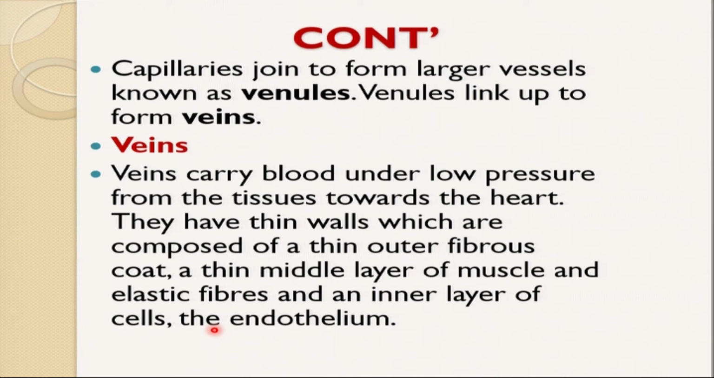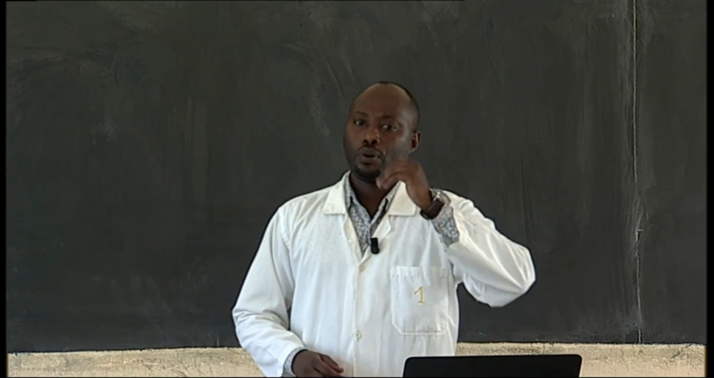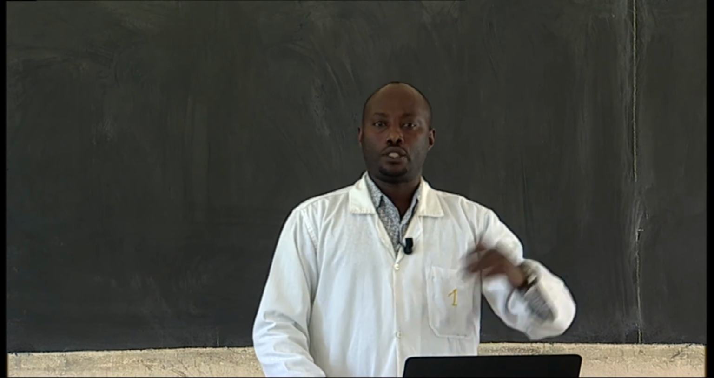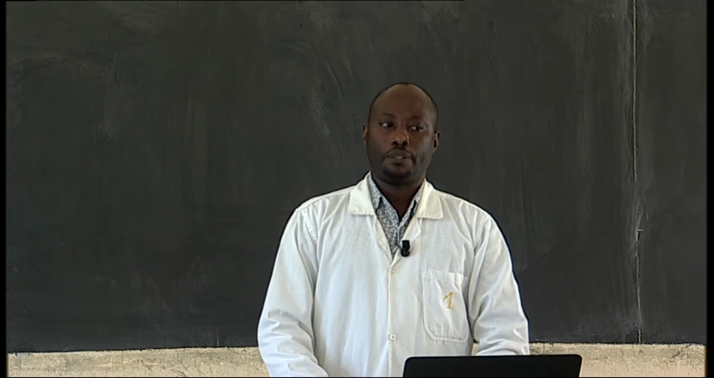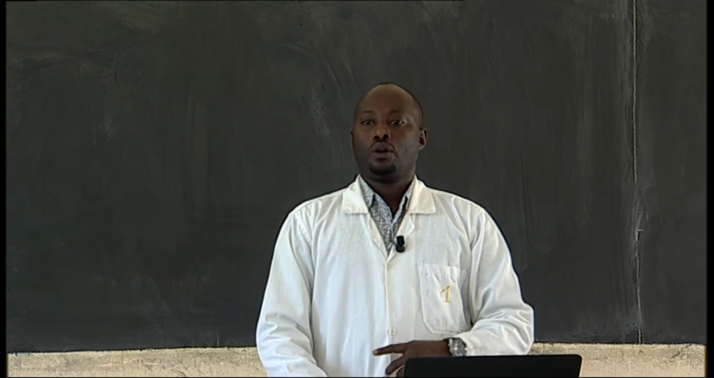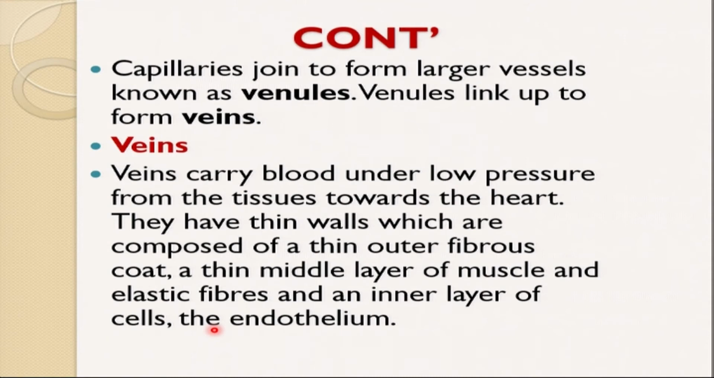Students, let's have the last type of vessel, which is called veins. It is another type of blood vessel. Veins carry blood under low pressure. The blood that flows through the veins moves with a low pressure compared to the arteries, in which blood moves with high pressure. And from the tissues, the veins carry blood towards the heart, or back to the heart.